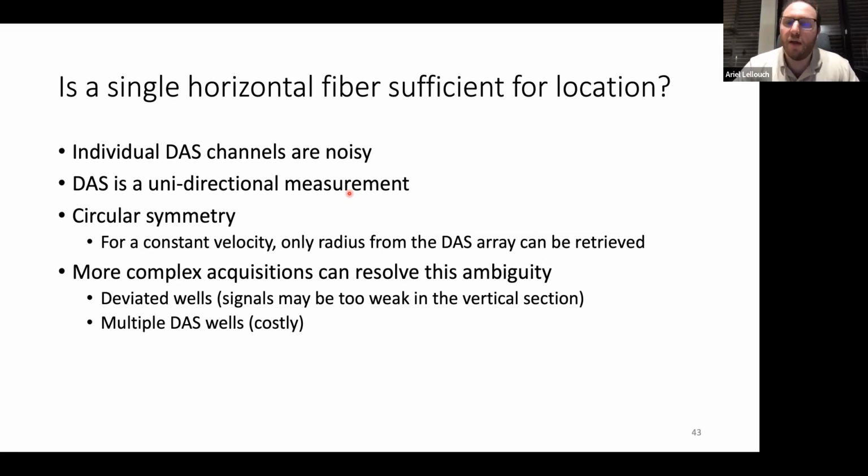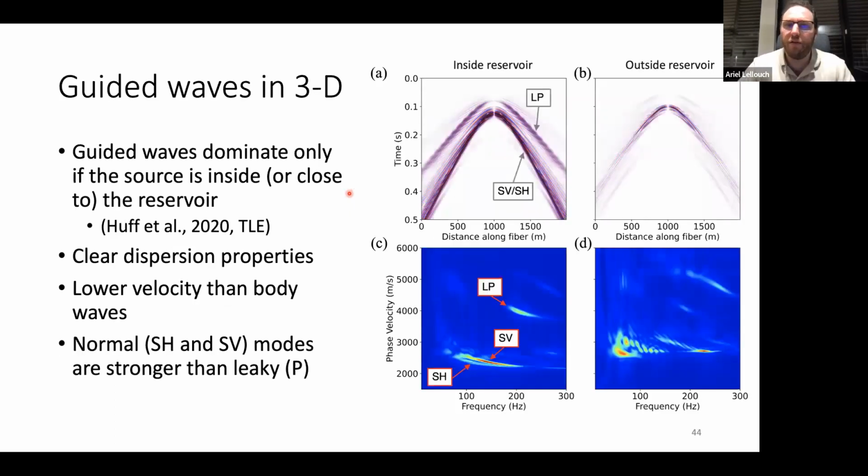You can use the deviated part of the well, but the problem is that the signals might be too weak in that section. Or if you're lucky, you can have multiple DAS wells, and that's great, but that's costly. I mean, having multiple DAS monitoring wells is not something you see in every operation. Or you can use guided waves. And it turns out that guided waves have some pretty interesting properties that can help us in saying something about the location of the event.